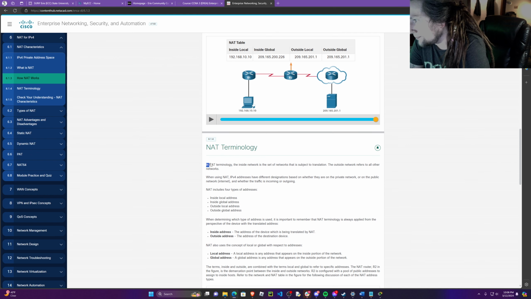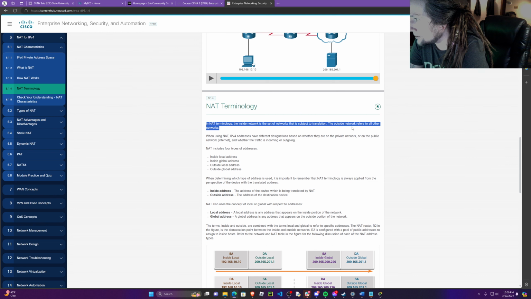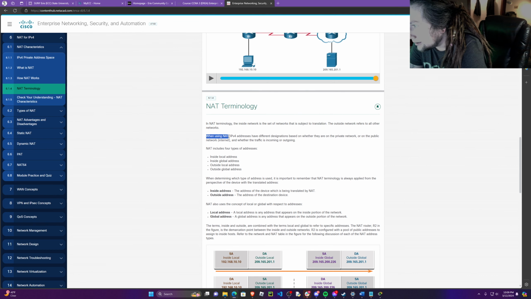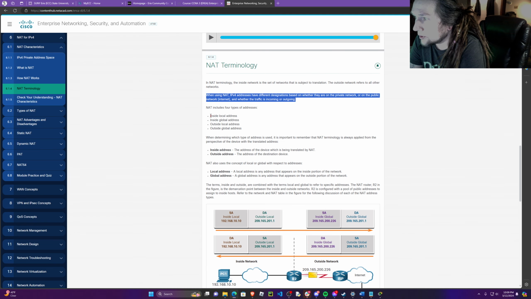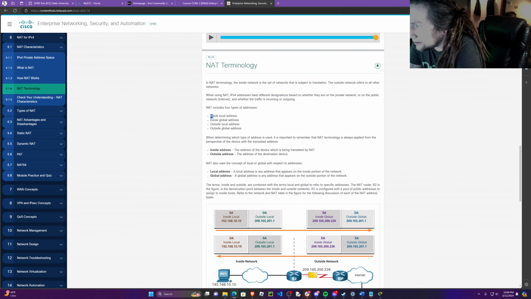NAT terminology. In NAT terminology, the inside network is the set of networks that is subject to translation. The outside network refers to all other networks. When using NAT, IPv4 addresses have different designations based on whether they are on the private network or on the public network, and whether the traffic is coming or going. NAT includes 4 types of addresses: inside local and global, and outside local and global addresses. Okay?